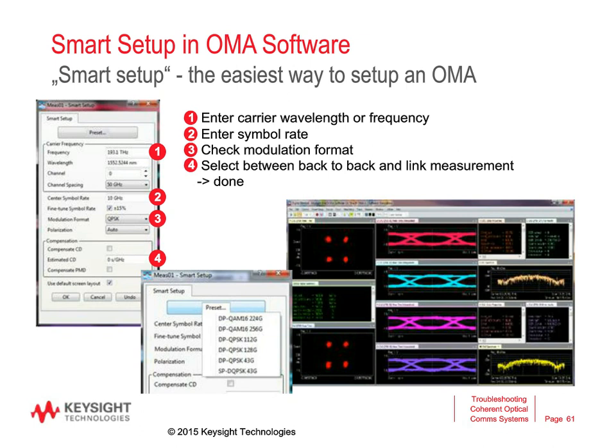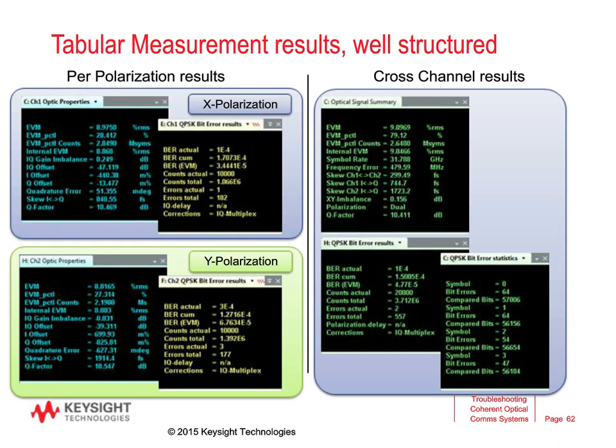to a reasonable display. We have tabular results screens per polarization where we show typical optical properties. We've seen that already. We can do bit error rate in the individual polarizations, but we also have results that show cross-channel measurement results here. Again, the optical signal summary and the bit error rate. It's even possible to look at the individual tributaries in the bit error rate.